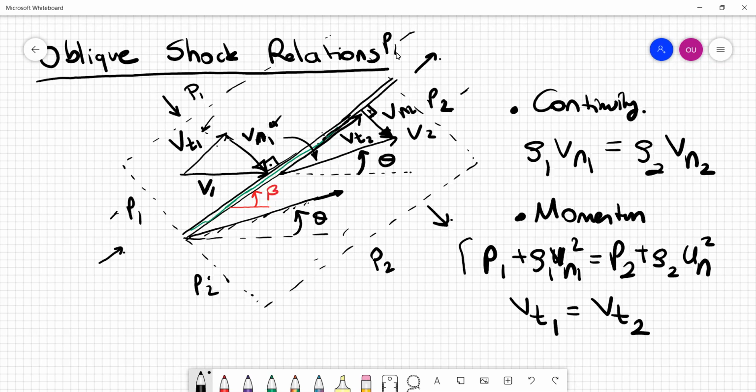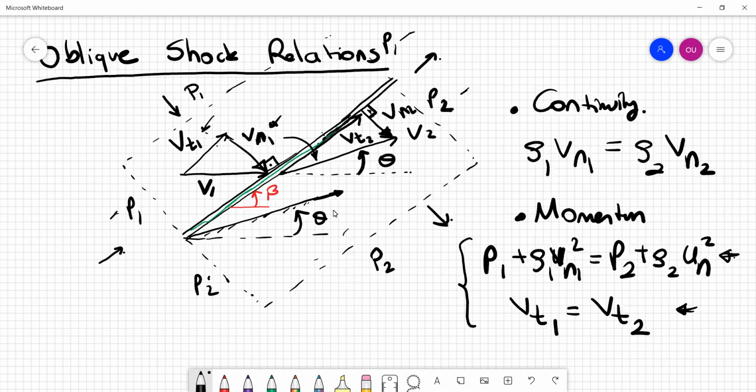So we have two conditions to satisfy for conservation of momentum across an oblique shock wave. The first condition is that the normal component must satisfy this equation. And the second condition is that the tangential component must not change. Tangential component of velocity, everyone.